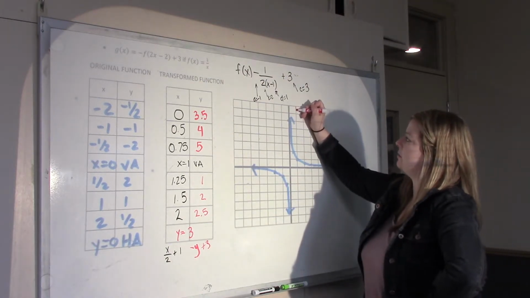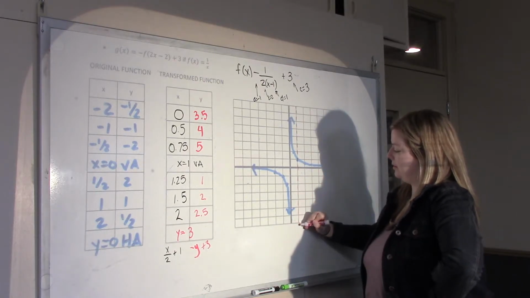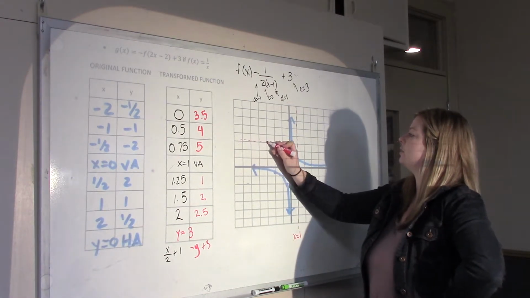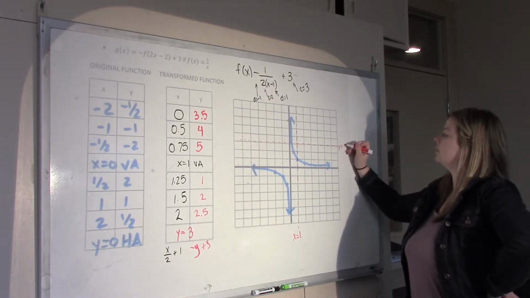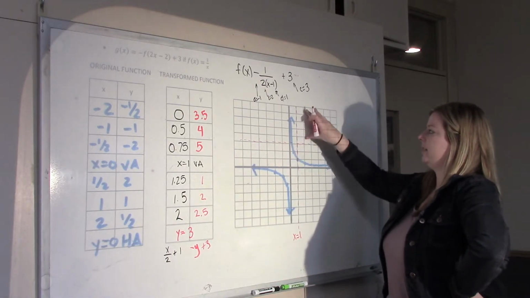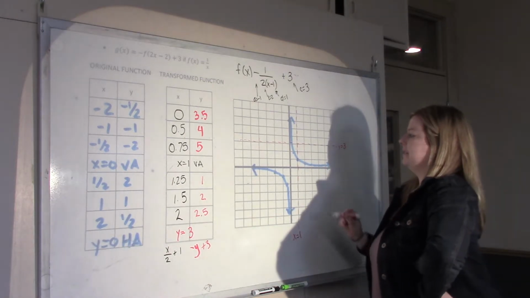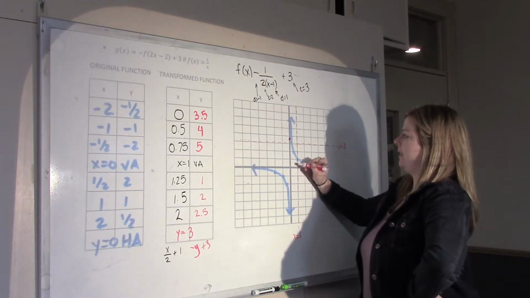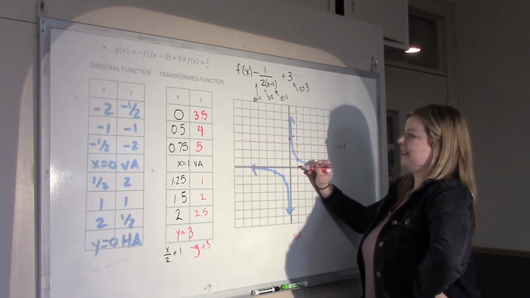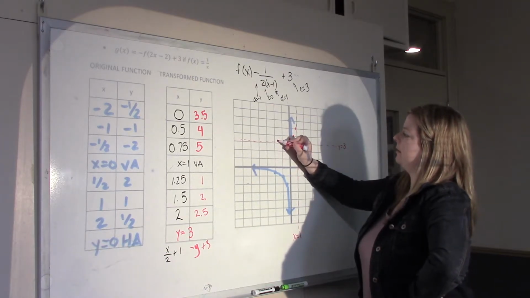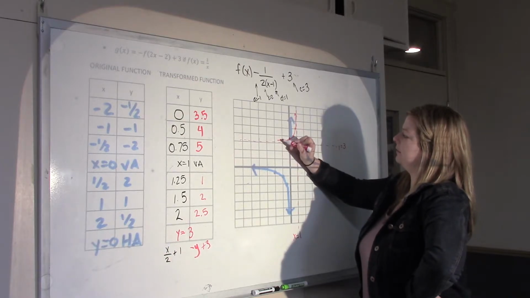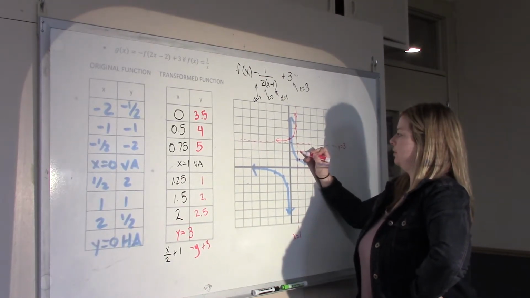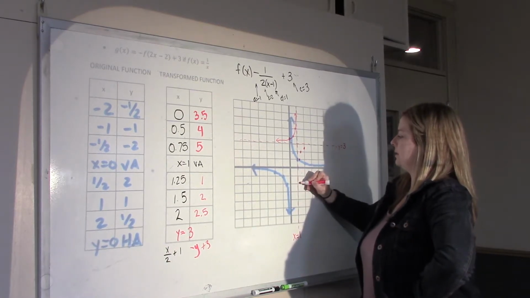So x equals 1 is the vertical asymptote. So again, you do that with a staggered line there, and you label it. And y equals 3 is our horizontal asymptote. Okay, so it's all going to be here and here, or here and here. Okay, so we have 0, 3.5. And then 0.5, 4. And then 0.75, 5. Okay, so here we have some, that's what's happening over there. Okay, and then we have 1.25, 1, 1.5, 2, and 2, 2.5, so this is what's happening there.